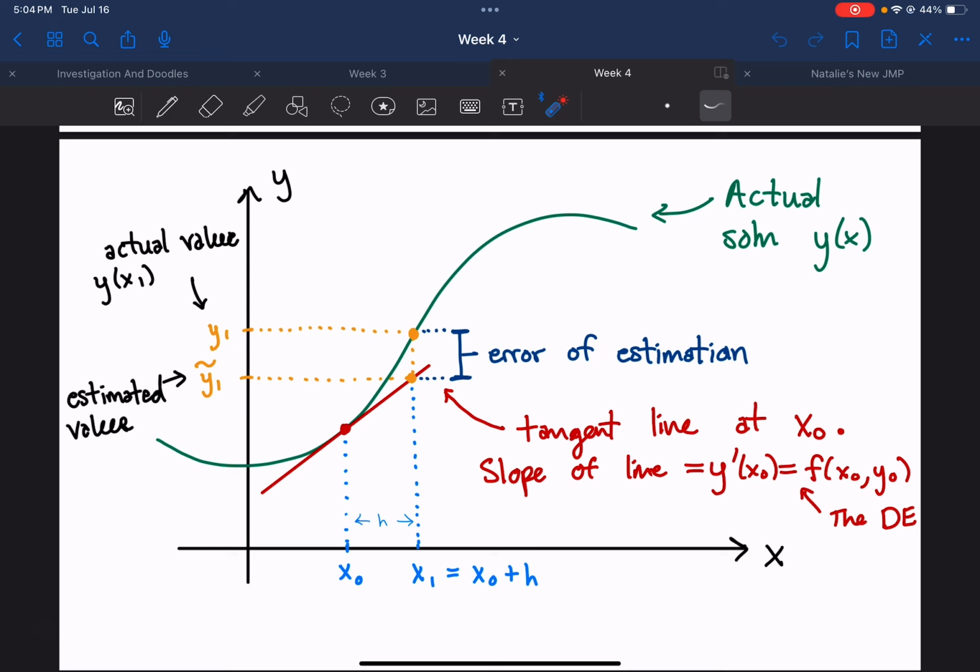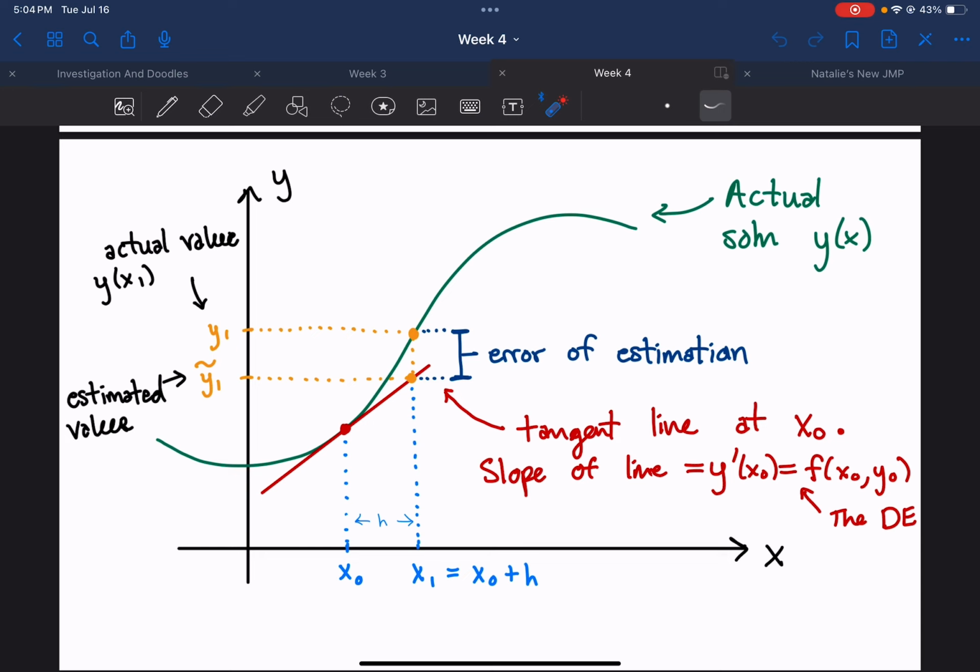Let's say we have this setup. This is our actual solution. We can find this via, I don't know, an exact equation, separable equation, linear equation, substitution. There's some method we can employ to get an actual solution. And this green line is the actual solution to the differential equation.